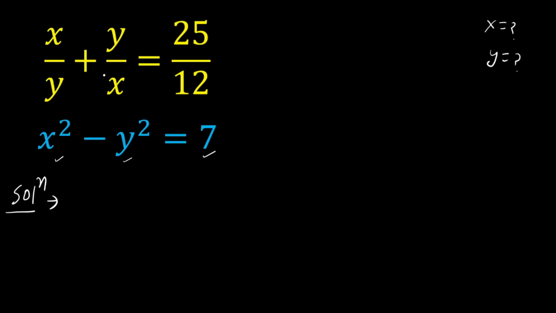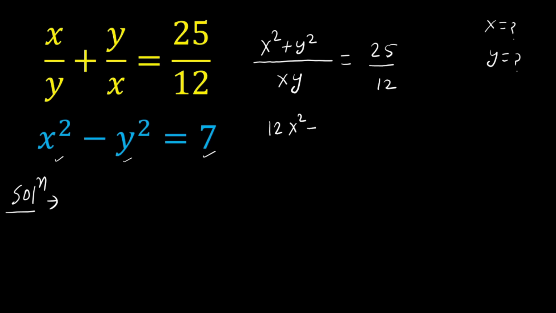Equation number first is x over y plus y over x. If we add on the left hand side, then in the denominator we have xy, and in the numerator x square plus y square. This is equal to 25 over 12. Now this 12 is multiplied by x square plus y square, then we get 12 times x square plus 12 times y square, and xy is multiplied by 25, then we get 25xy. Here 12x square plus 12y square is equal to 25xy.